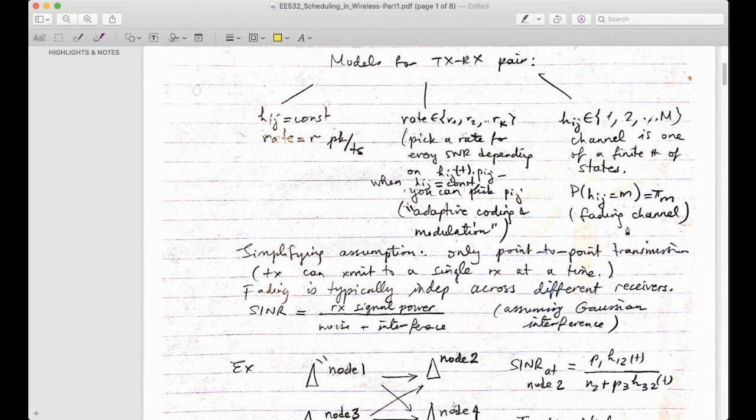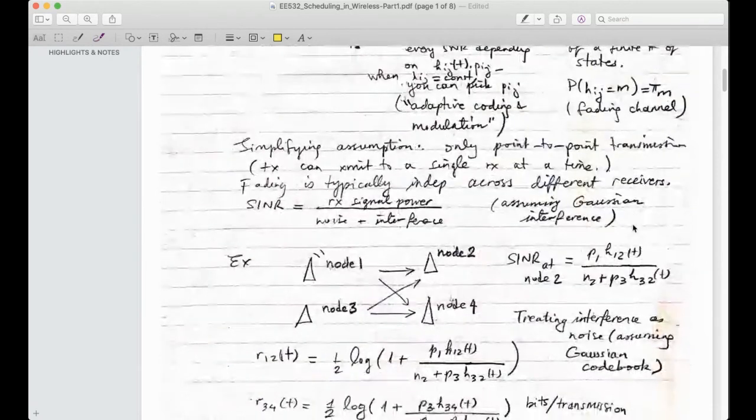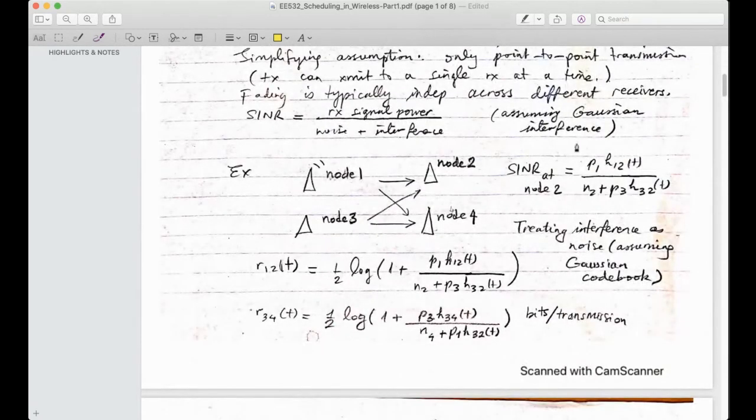You know how much, which user to schedule in what channel state, etc. Okay. Now we will say for the rest of this chapter, for simplicity, we assume point-to-point transmission. The transmitter can transmit to a single receiver at a time. And if there are multiple transmissions at the same time, this will be considered interference.